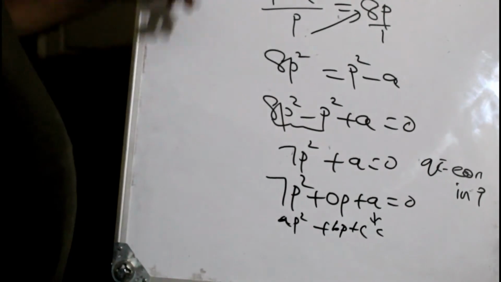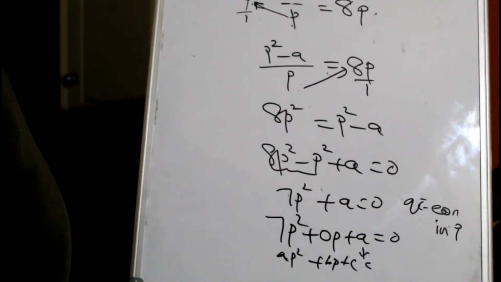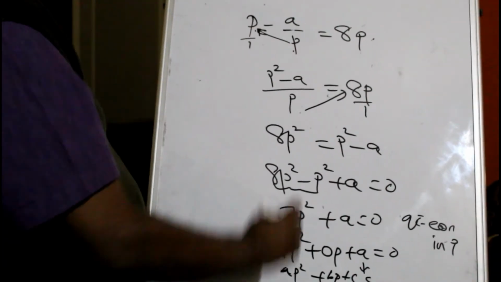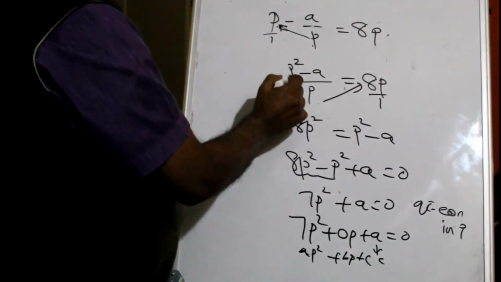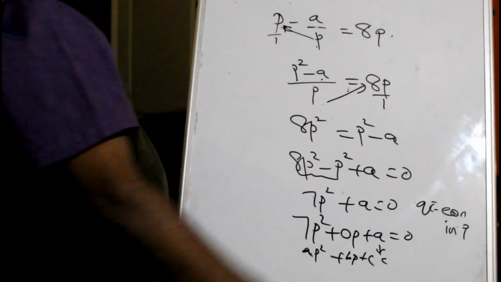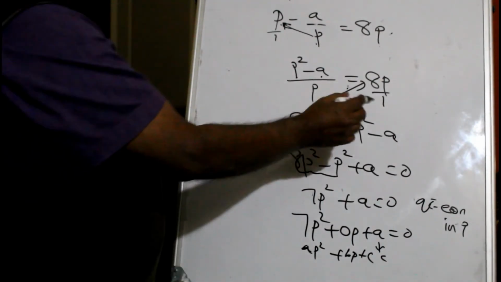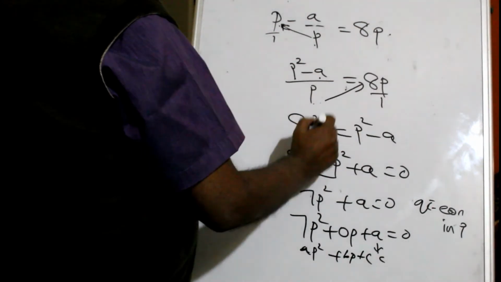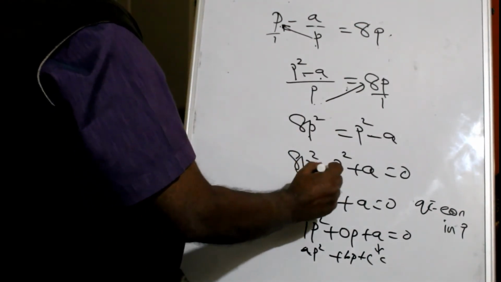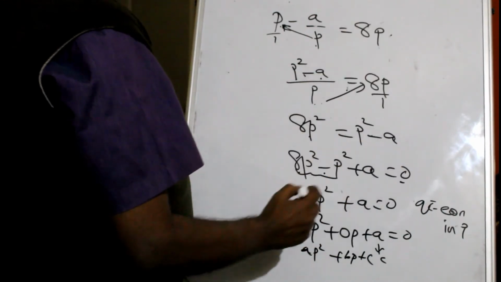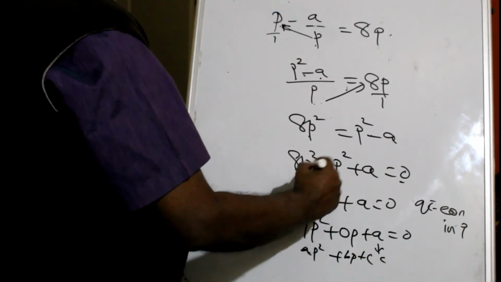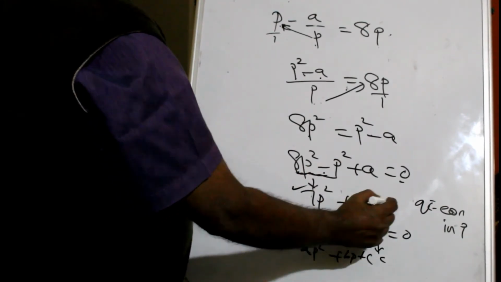So again I repeat, p minus a by p equal to 8p. You write p as p by 1 minus a by p equal to 8p. Take p as LCM, this p will go and multiply that, and this will become minus a equal to 8p by 1. Now when you cross multiply, you get 8p square equal to p square minus a. Bring all to one side. It will become 8p square minus p square plus a equal to 0. Remember, like terms you add. 8p square minus p square will become 7p square plus a equal to 0.